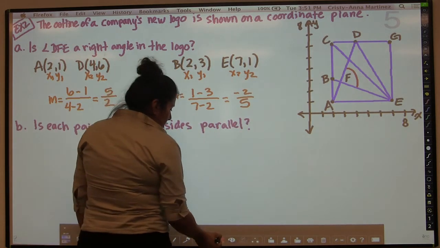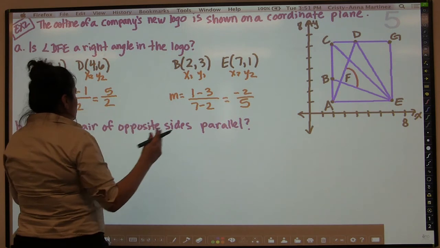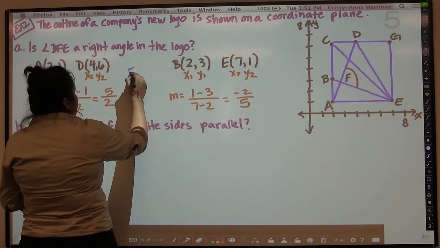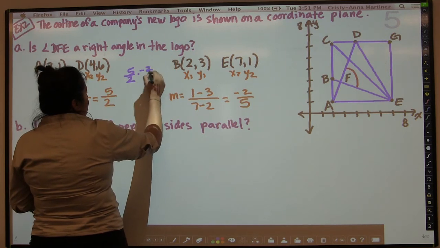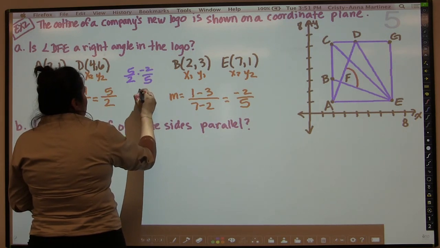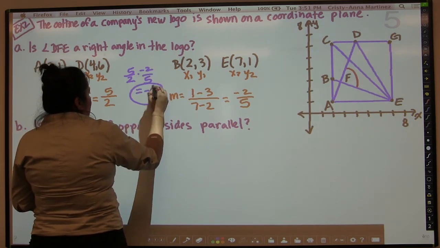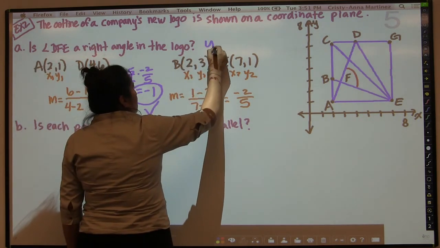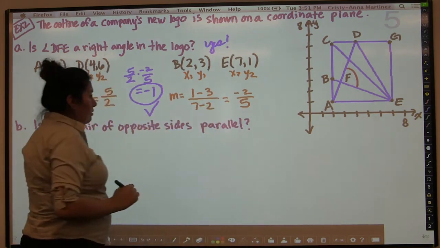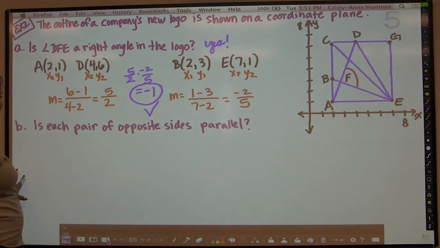So when I multiply the two slopes together, if I take 5/2 and times it by -2/5, then I do in fact get -1. Therefore, yes, that angle is a right angle. So in part B it says, is each pair of opposite sides parallel?